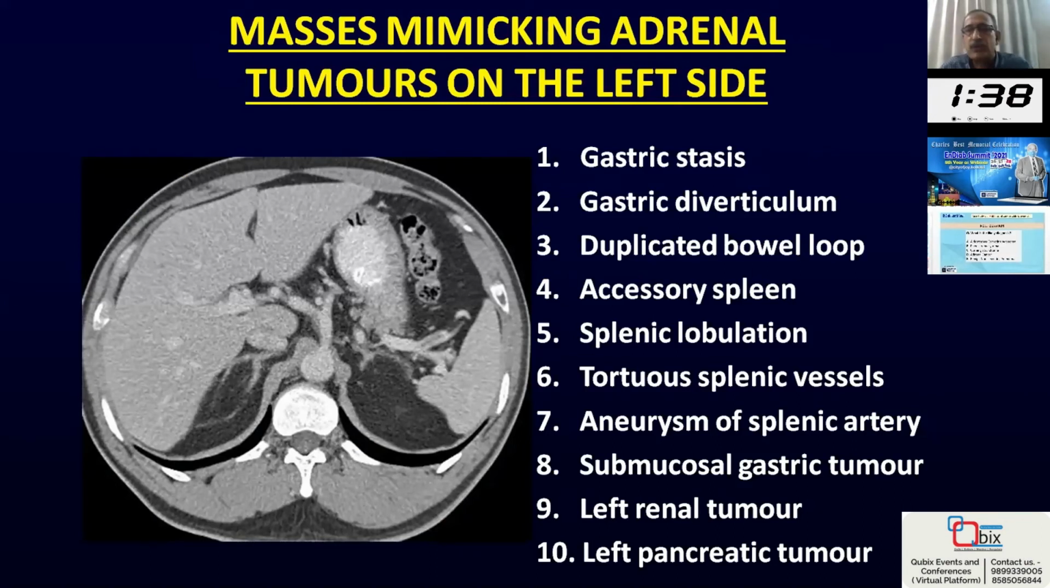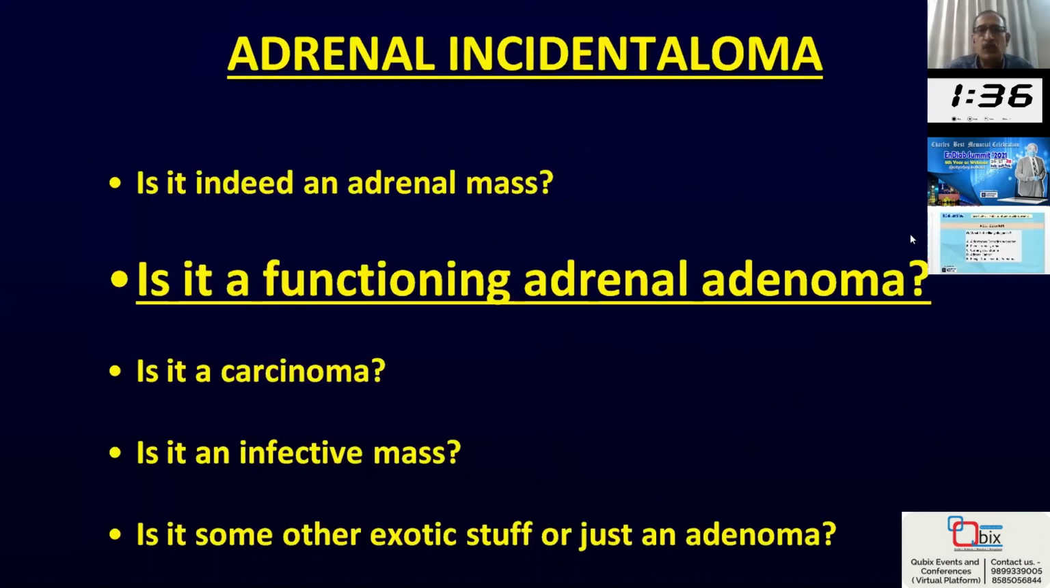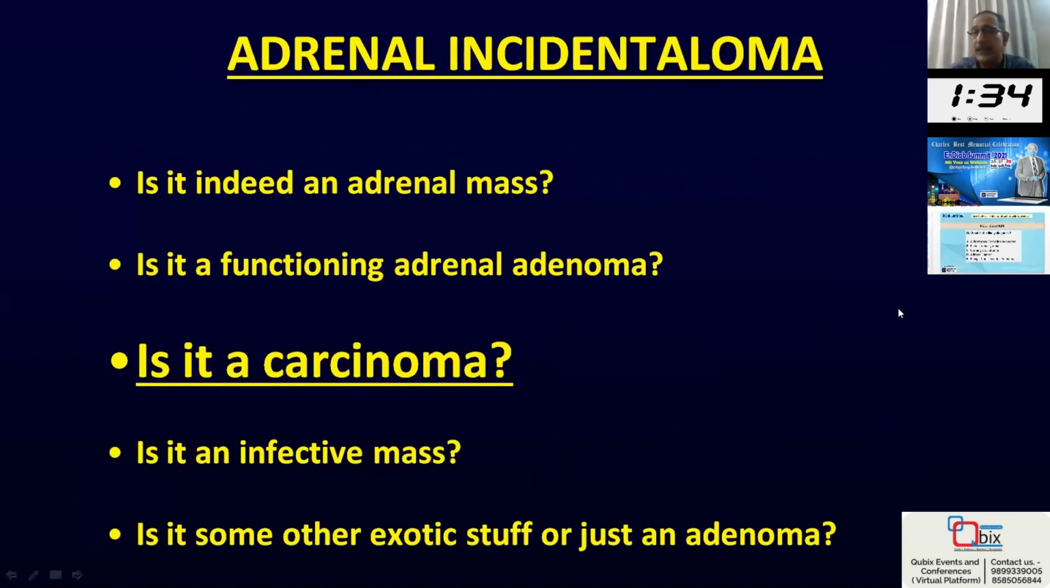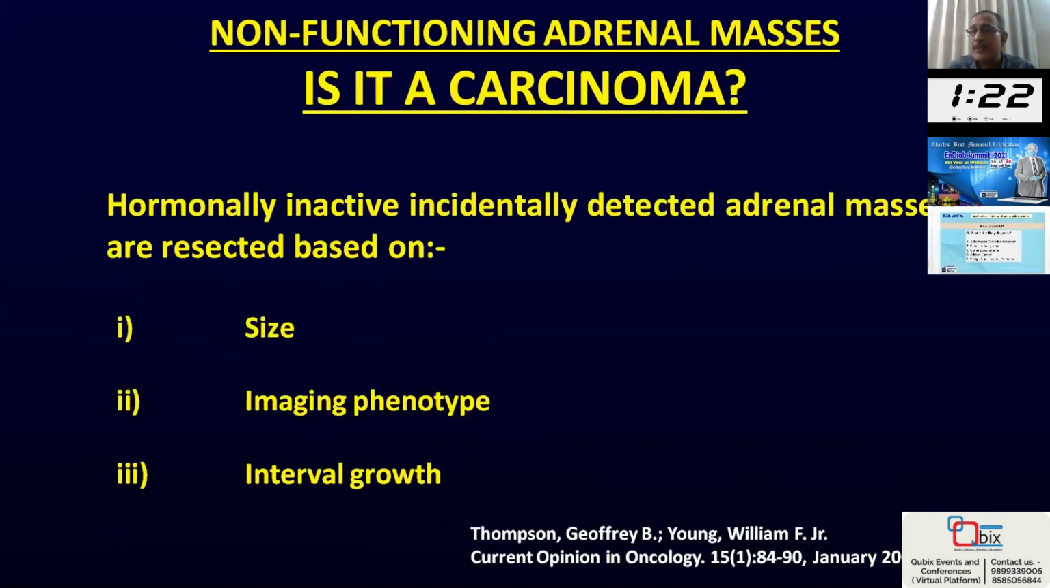So is it an adrenal mass? This is how it looks. These are the various things that you have to exclude. Is it a functioning adrenal adenoma? 1 milligram overnight dex test, phaeochromocytoma screen, aldosterone only if patients are hypertensive and/or hypokalemic, sex steroids only if you're suspecting malignancy. Is it a carcinoma? So carcinoma is basically decided on size, image phenotype, and interval growth. Three things we endocrinologists see.